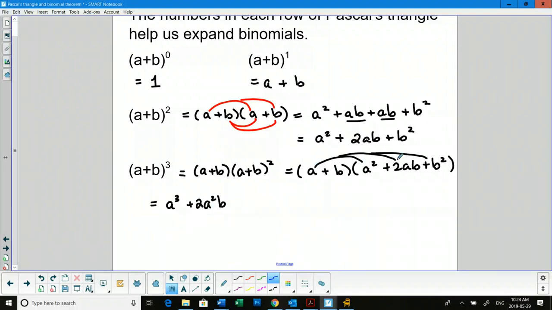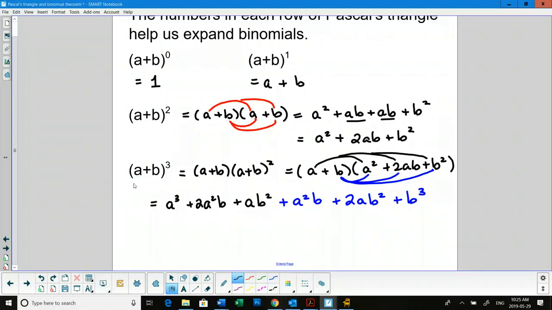And then a times b squared gives me ab squared. Just for our mathematical purposes, and so we can see proper like terms, keep everything in alphabetical order, so the a's before the b's. And then we'll do b times a squared. That will give me a squared b. And then b times 2ab gives me 2ab squared. And then b times b squared gives me b cubed.